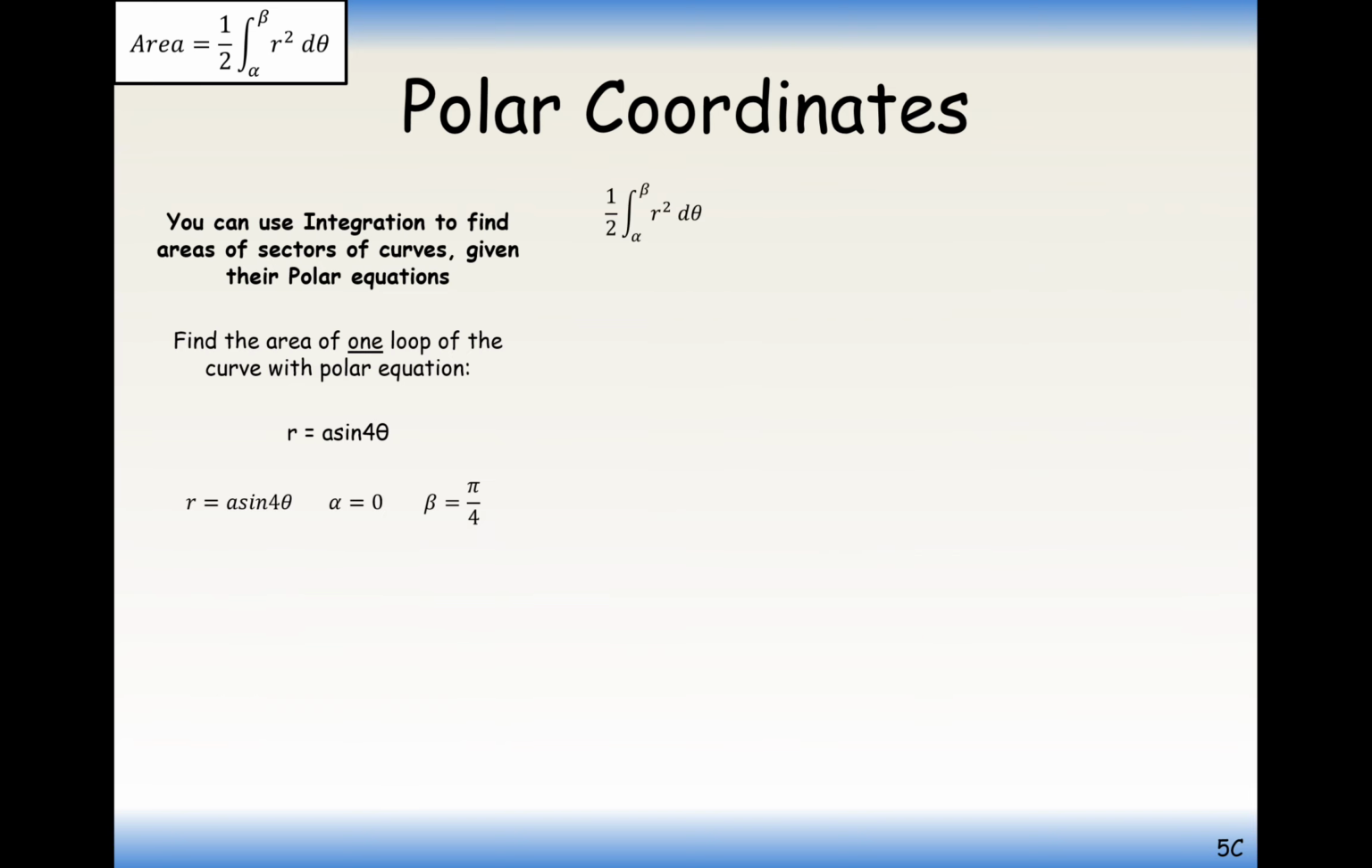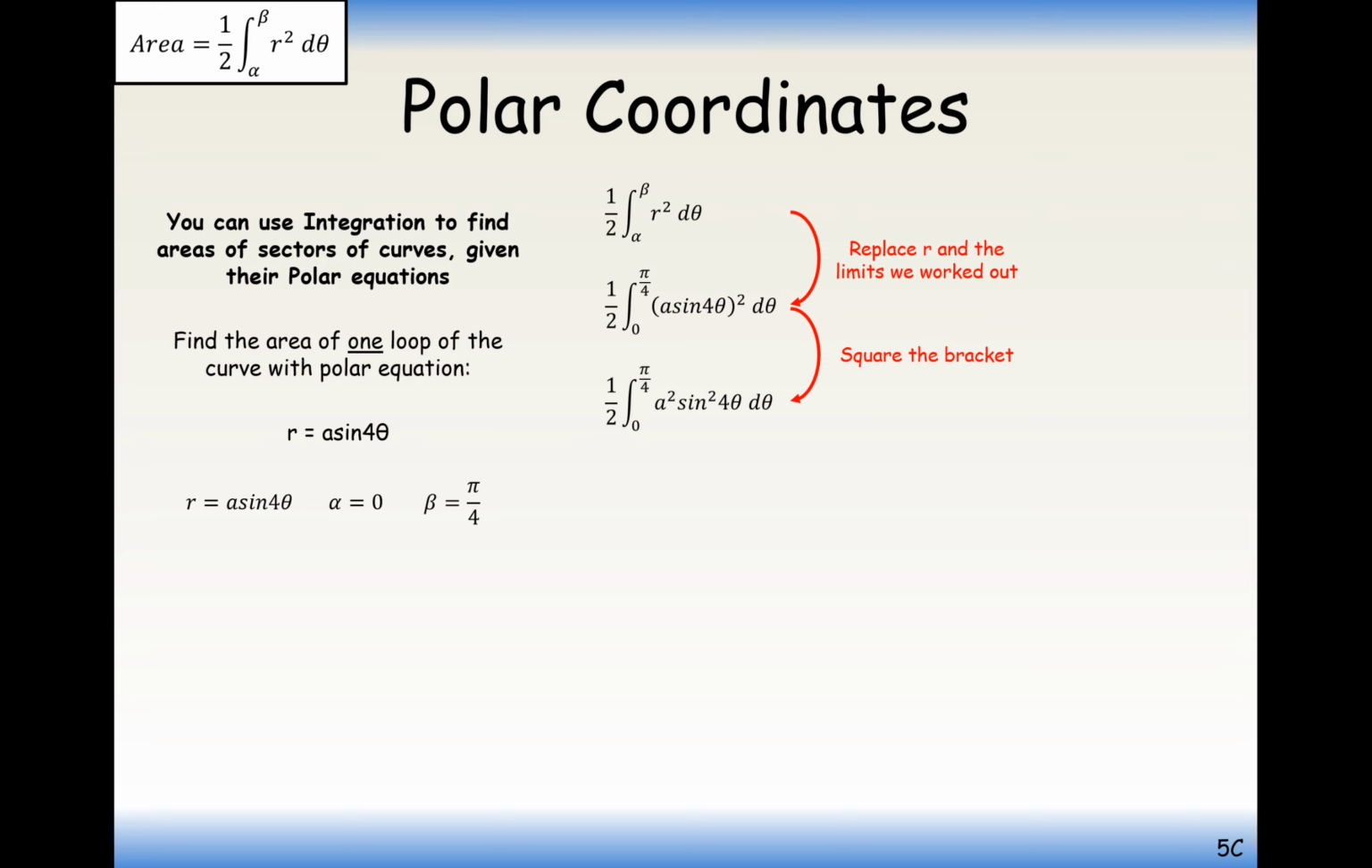So substitute it into the formula. Let's get going on the integration then. If we're working out one of these loops, it's going to be a half, between the boundary of pi by 4 and 0, of the curve squared d theta. So that's what's happened here. Let's now expand the brackets on the function. Bring that a squared to the front because that's just a constant term. And now we need to think about integration.